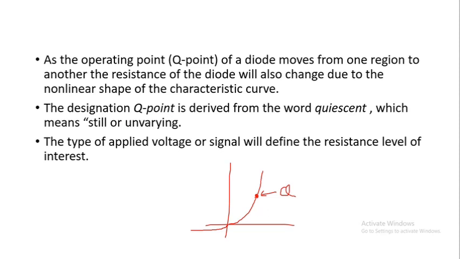Now, if we bias the diode at the point of this sharp rise of the curve, the resistance level of the diode will be different, and if we bias the diode here in this region below the knee voltage, the resistance will be different, and if we bias the diode in reverse bias region, the resistance will be different. And the type of applied voltage or signal will define the resistance level of interest.